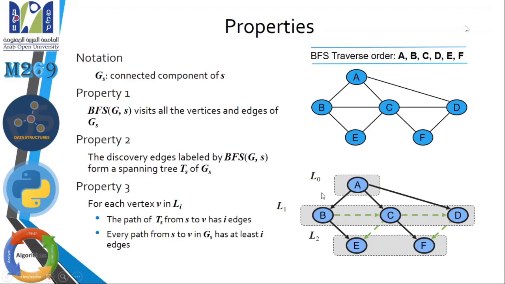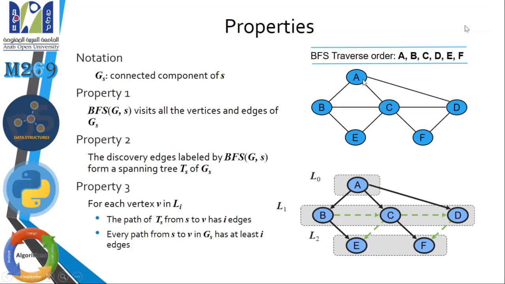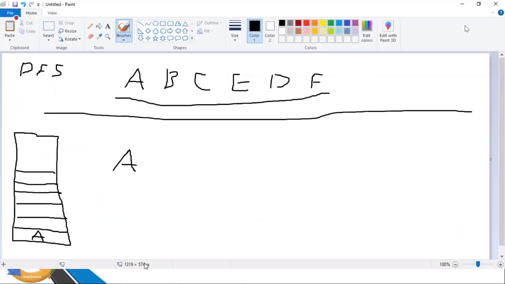Now, I will select A. So that is A. It will be added to the stack. Then from A, I can select B, I can select C, I can select D. I will select B. You did the same. So B will be added to the stack.